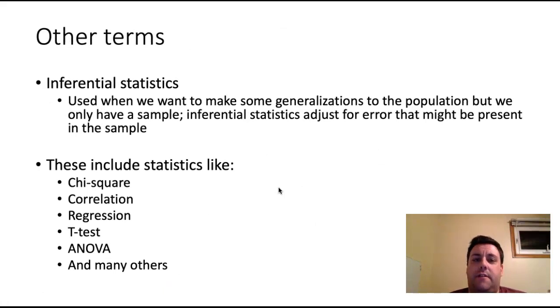So other terms to know: inferential statistics. That's a group of statistics that are used when we want to make some generalizations to a population, but we only have a sample of people. Inferential statistics adjust for error that might be present in the sample. More on that in a second. And these include things like a chi-square, a correlation, a regression, an ANOVA, a t-test, and lots and lots of others.